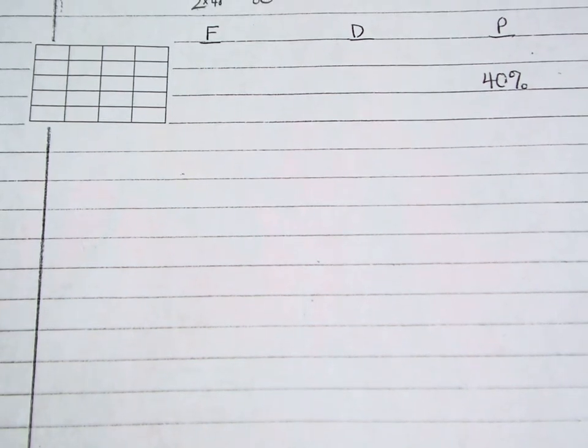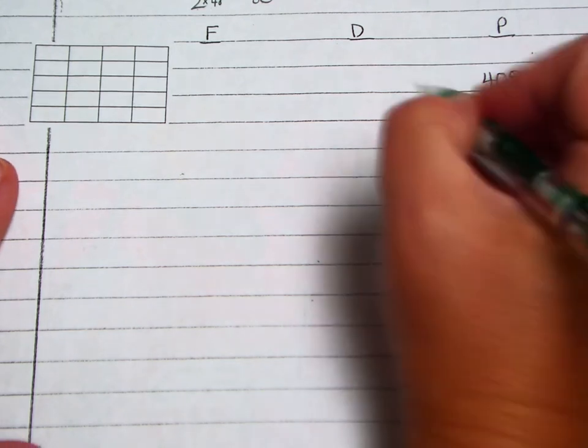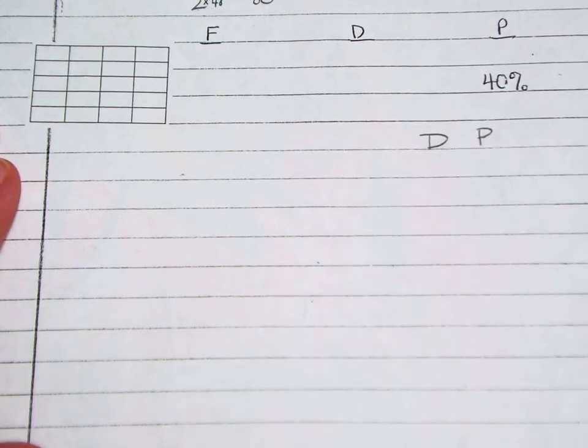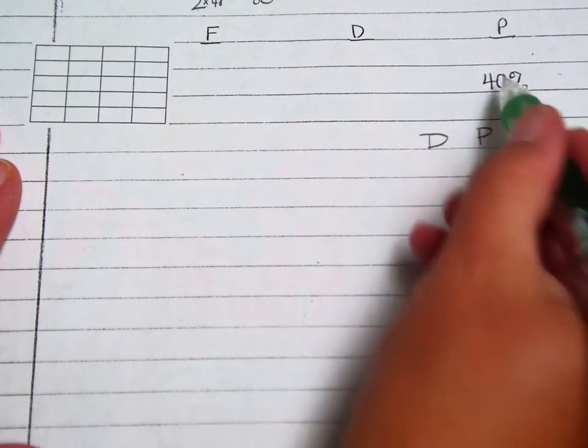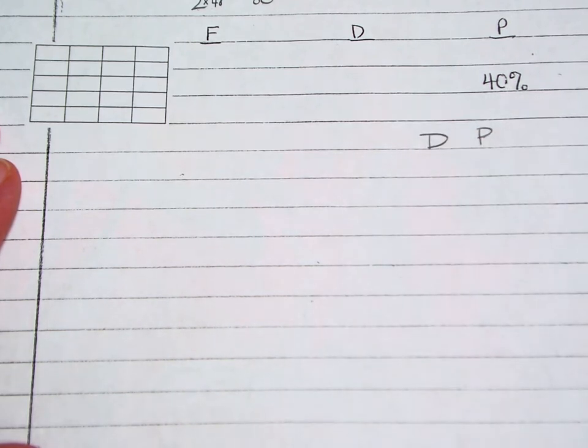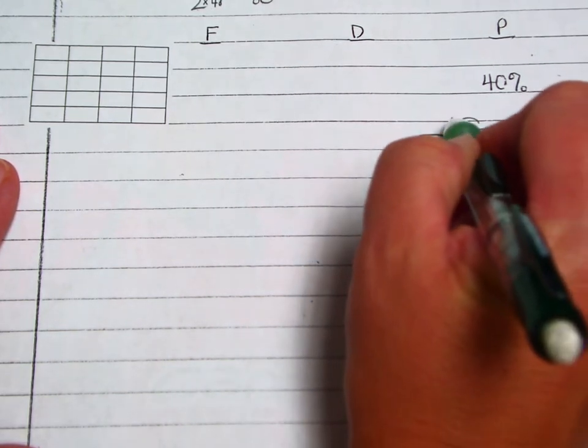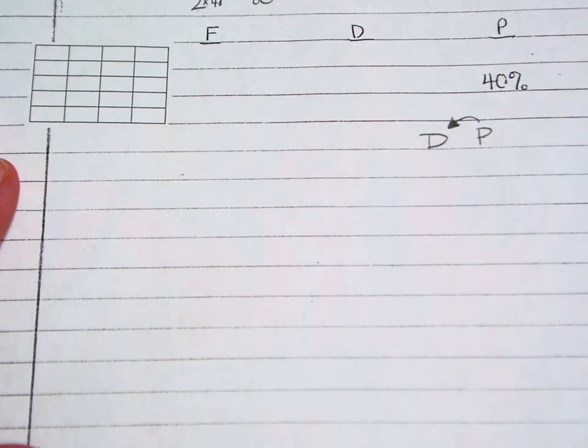40%. Well, first thing to do, easiest one to do is to make it into a decimal or a fraction. I don't care. They're both pretty easy. DP, since it's right beside it. How do I get from a percent to a decimal? Percent to decimal, I have to move 2 places to the left.